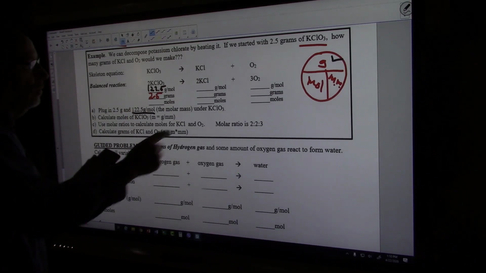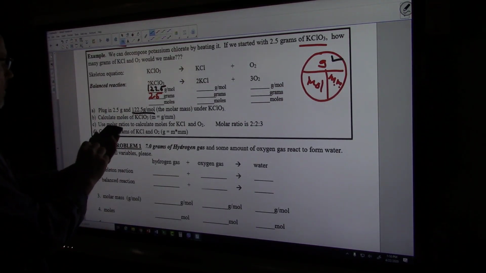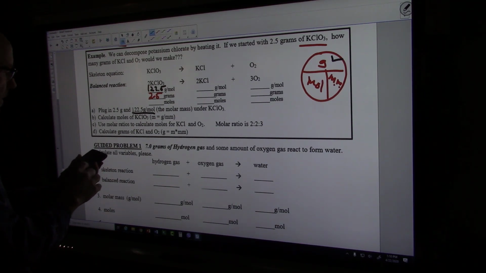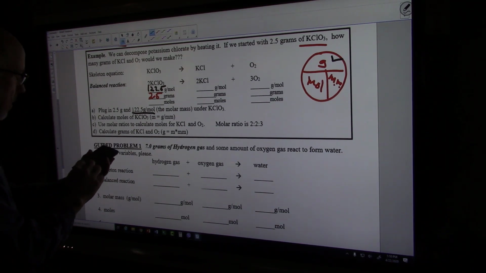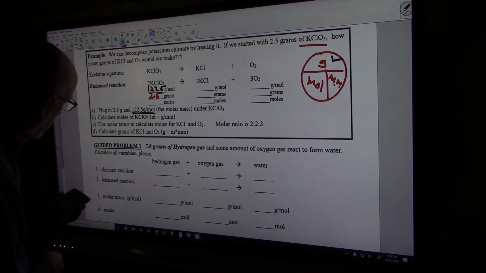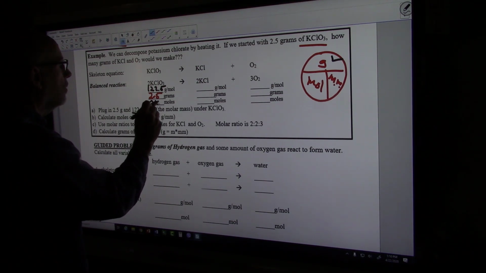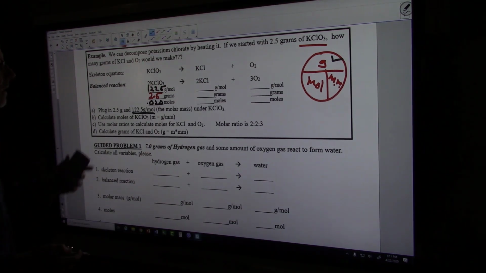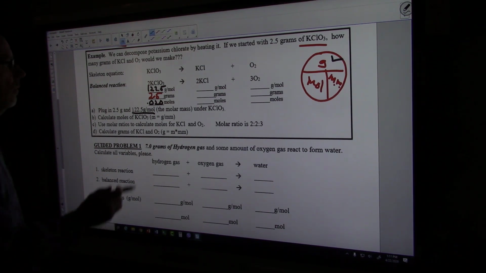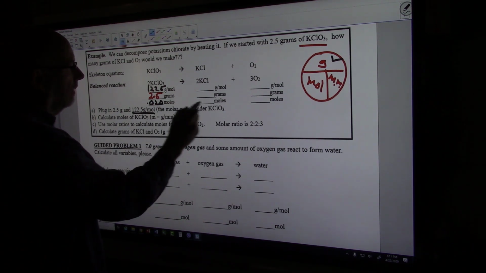Let me calculate the moles. Moles equals grams divided by molar mass. Grams, 2.5, ooh, this is going to be a small number, divided by 122.5, boom. We've got 0.020 moles. 0.020, because it looks to me like we're using 2 sig figs. 0.020 moles, all right? It's a 2 to 2 ratio right here, so how many moles goes here?